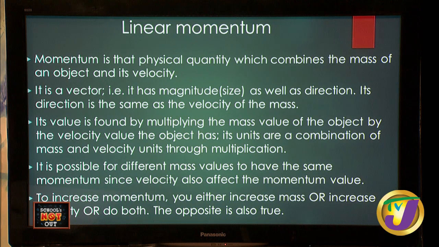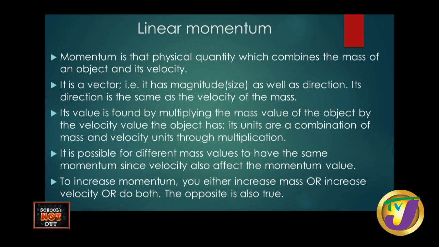Now, onto linear momentum. Momentum is that physical quantity that combines the mass of an object with its velocity. It is a vector. It has magnitude or size as well as direction. Its direction is the same as the velocity of the mass. Its value is found by multiplying the mass of the object by the velocity the object has. The units are a combination of mass and velocity units through multiplication.